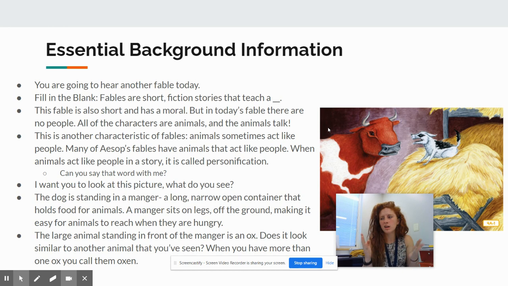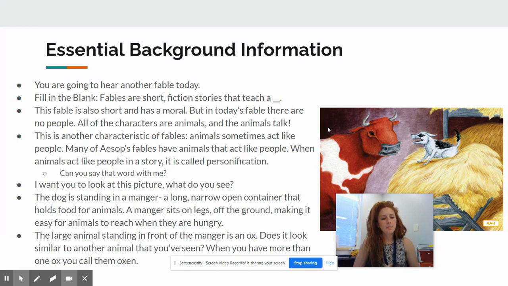It's kind of a long one and it's kind of tricky to say. Ready? We're going to say it together. Personification. Personification. Okay? And that word just means that animals are acting like people.